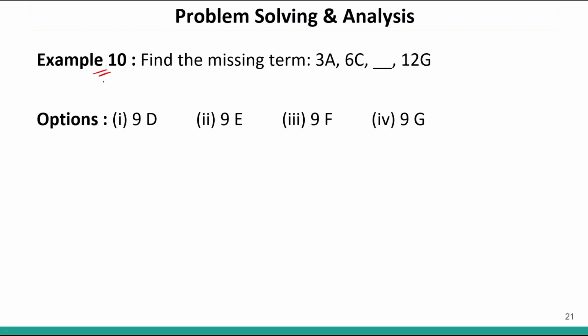Okay. Example 10. We have to find the missing term in this. Over here we have 3a, 6c, 12g. So in the numbers, we can see there's an addition of 3. If I add 3 again, I'll get 9. And over here again, if I add 3, I'll get 12. So the number is clear. Now to find the missing element, we have to use the concept of forward rank. So A is 1, C is 3, and this is what? This is 7. So odd numbers 1, 3. So the next odd number will be 5. So E and then 7. So the correct term will be 9E, which is option number 2.